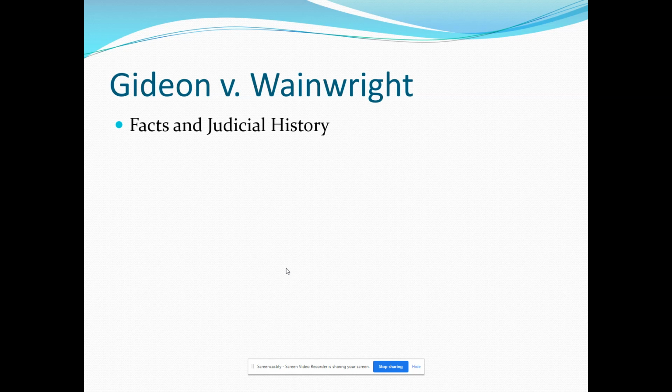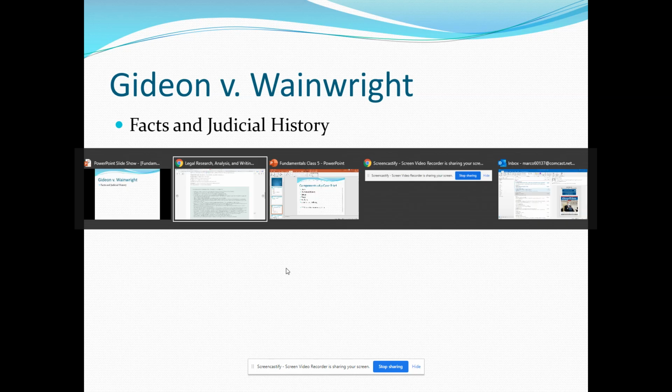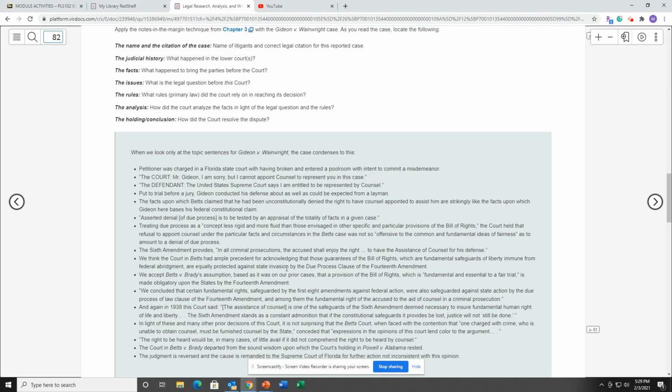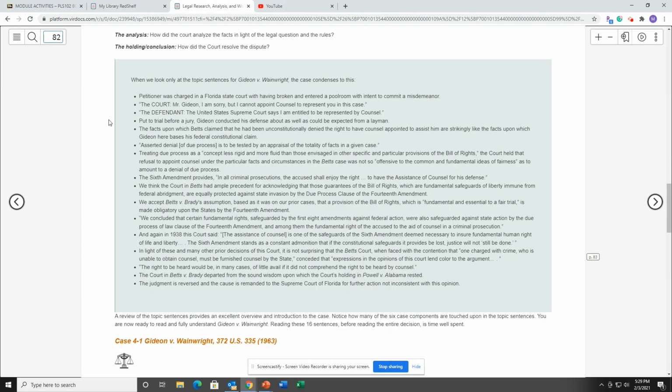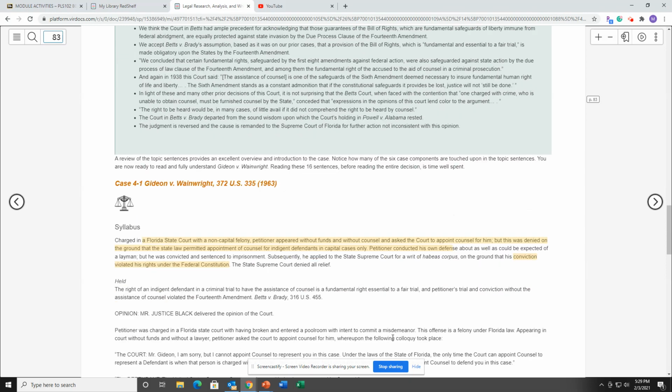So, Gideon versus Wainwright, which is in our Hamey's book. If you go here, you're trying to find the facts and the judicial history. This is just one way to do it: you go through it and look at the first sentence in each paragraph as a way to figure out what happened. But remember, we talked about that last chapter too. It's a quick way to do it.